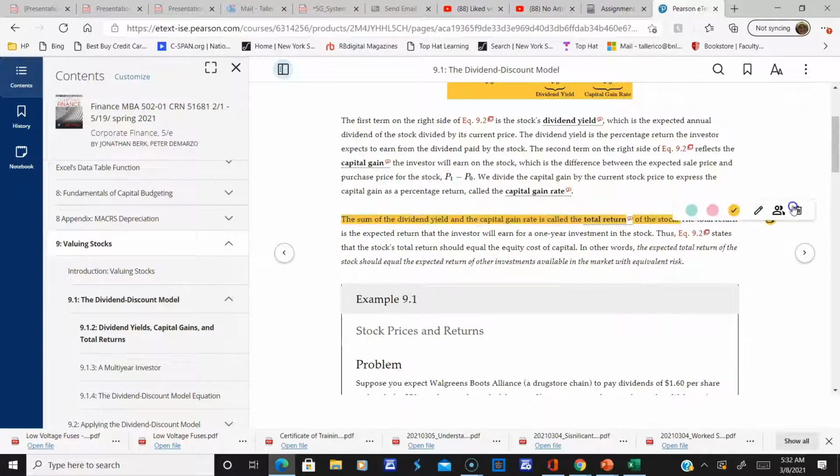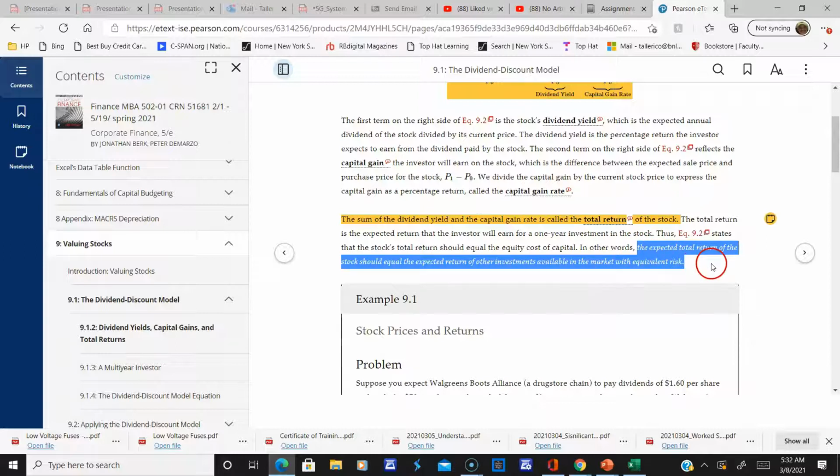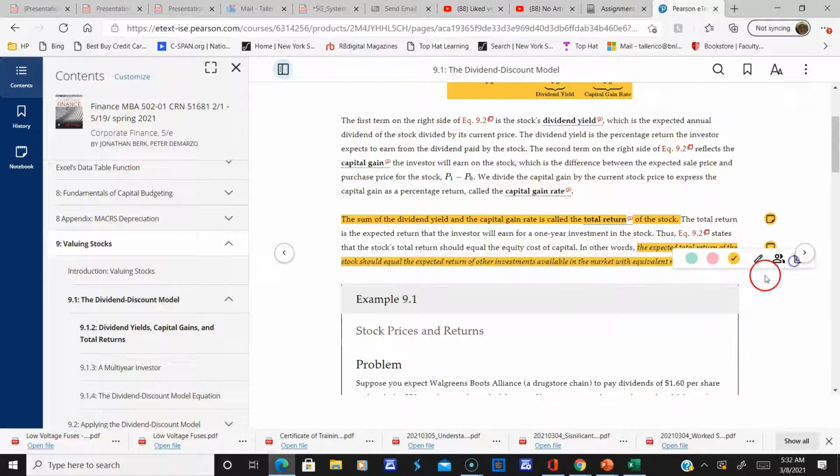All right. So there are some stocks that don't pay dividends, such as Google, and I own Amazon.com also. They don't. In other words, the expected total return of the stock should equal the expected return of other investments available in the market with equivalent risk. And again, how does one define the equivalent risk? Maybe you've got to do some research.